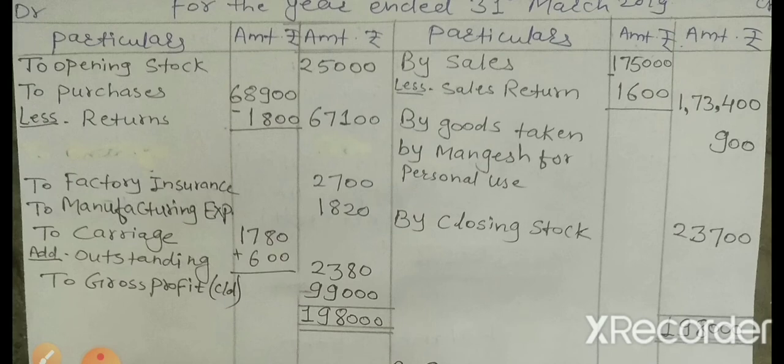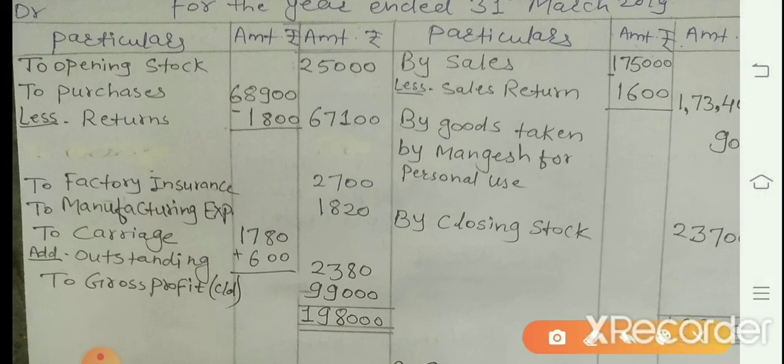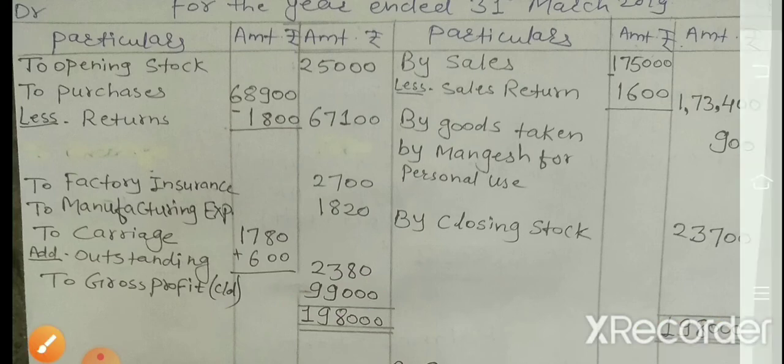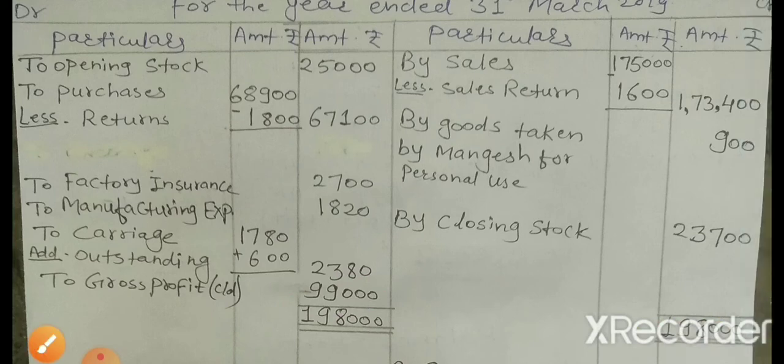The total of credit side is 1,98,000 and total of debit side is 99,000. So the credit side's total we have written it on both the sides. Now deduct the debit side's total from credit side's total. The difference will be our gross profit, that is 99,000. So 99,000 is our gross profit.